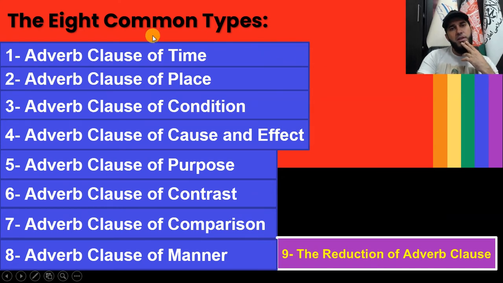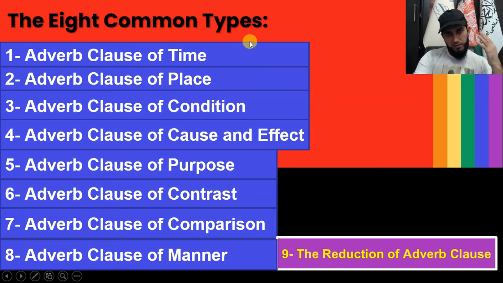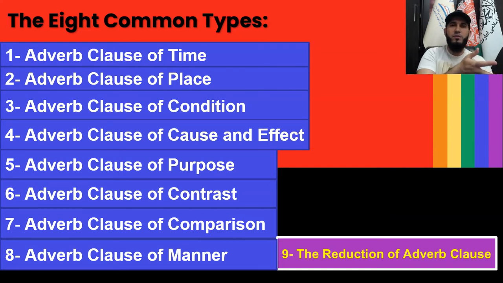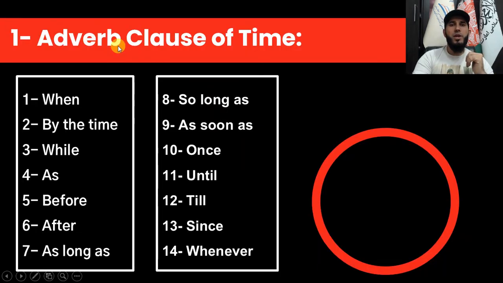Now we will be covering these 8 types of adverb clauses. Number 1, adverb clause of time. Number 2, adverb clause of place. Number 3, adverb clause of condition. Number 4, adverb clause of cause and effect. Number 5, adverb clause of purpose. Number 6, adverb clause of contrast. Number 7, adverb clause of comparison. Number 8, adverb clause of manner. And the reduction of adverb clauses, which means learning adverb phrases. Okay, when we reduce an adverb clause to a modifying phrase or adverb phrase, that point will also be covered. So first, adverb clause of time.